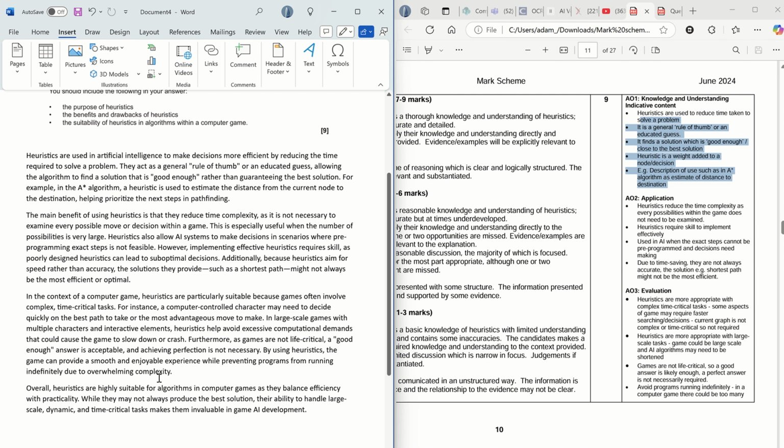And then overall, heuristics are suitable for algorithms in computer games as they balance efficiency with practicality. While they do not always produce the best solution, their ability to handle large-scale, dynamic and time-critical tasks makes them valuable in AI development. So, if we look at some of these key points, you've probably noticed this AI has just literally taken the mark scheme and written it into paragraphs. So it's quite clear this is going to be meeting the high band.